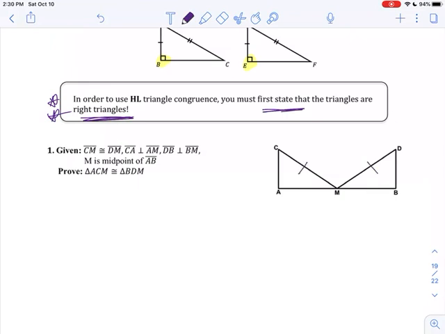All right, so let's look at number 1. I have CM is congruent to DM. I'm going to mark that on my picture. I have CA is perpendicular to AM, so that makes this a right angle. I have DB perpendicular to BM, that's a right angle. And M is the midpoint of AB, which means it cuts AB in half.